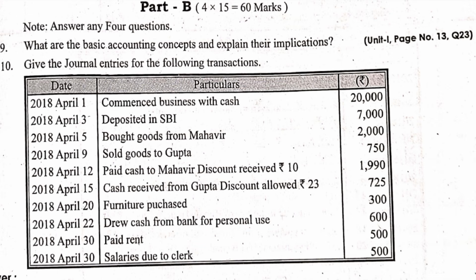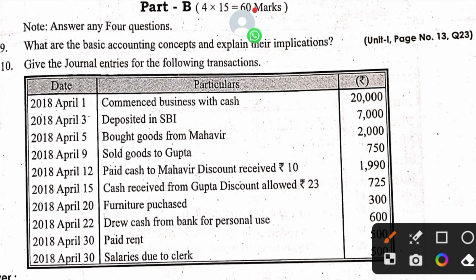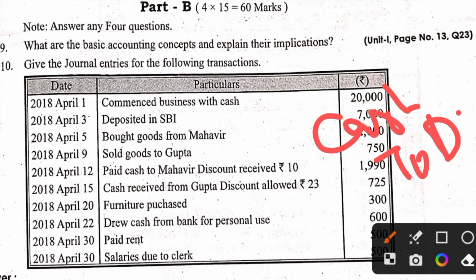Personal use means we need to use the word drawings. Then what do we need to do? So drawings, cash means cash is coming in or going out? Cash is coming in, right? So cash account debit to drawings account. Okay, this is the transaction.